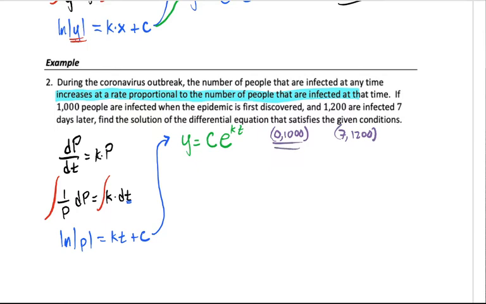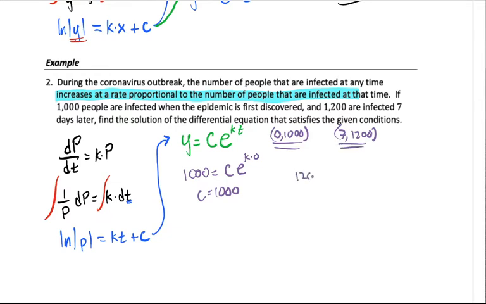So let's start off with this point. So we have 1,000 people equals c e to the k times 0. So e to the 0 power is 1, so we have c is going to equal 1,000 people. We knew that already from pre-calc and algebra 2, that this c value is the initial value when we have exponential like this. But good for us to show it. And now what we'll do is use this point.